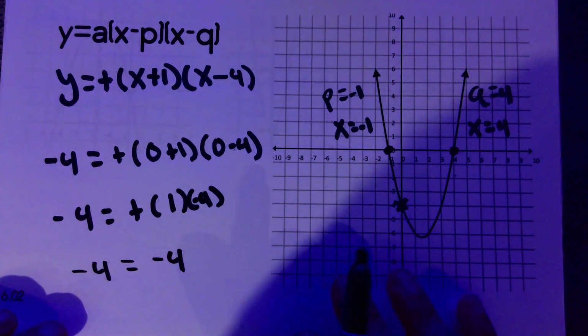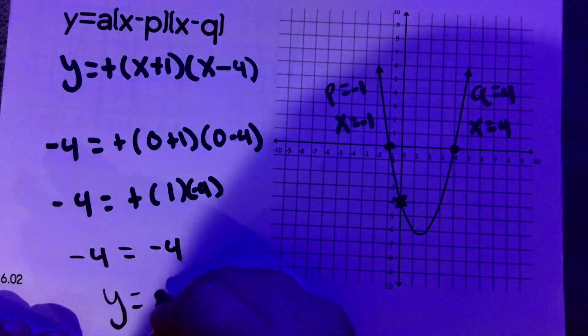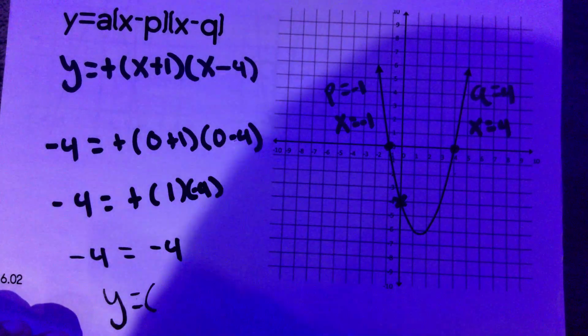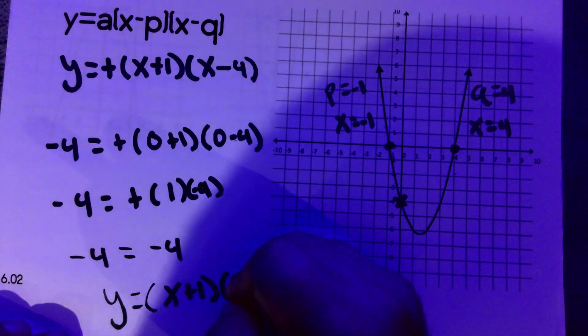So we could actually fill this out all the way. We can write this as y is equal to, we can put a 1 in the front or just leave it as so. It's implied: x plus 1 and x minus 4.